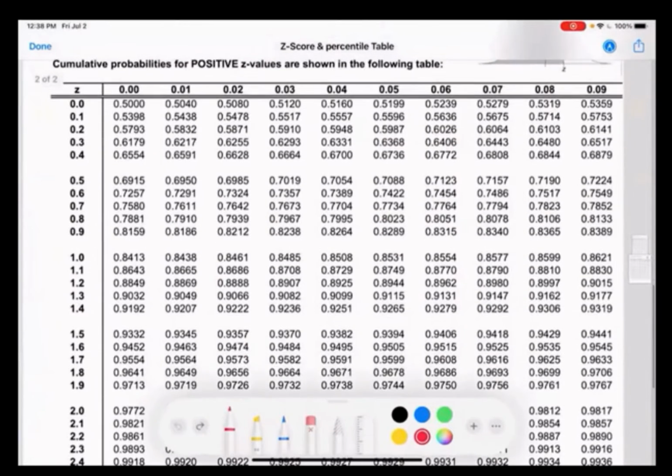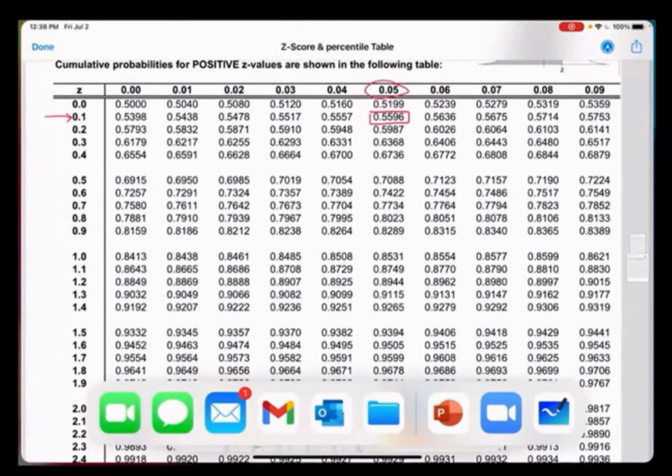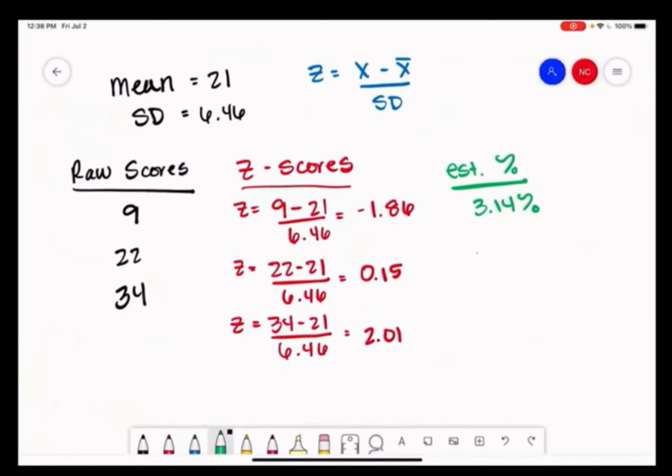We'll go to our positive table, and we're looking for a z-score of 0.1. So that's going to tell us we start here. And then we're going to a 0.05 in our hundredths place. So we get a value of 0.5596 or 55.96%, meaning that 55.96% of all of our data points in this distribution lie at or below 22.